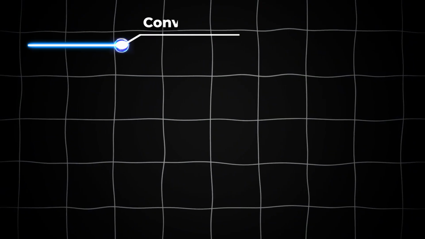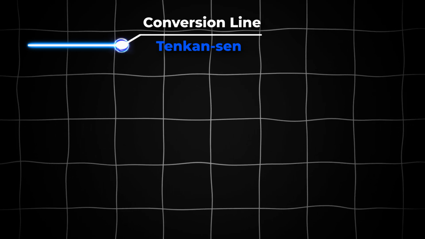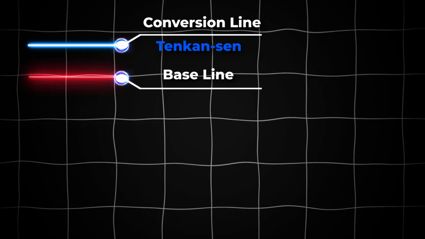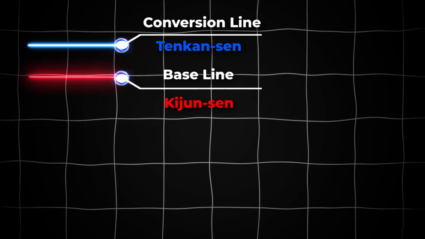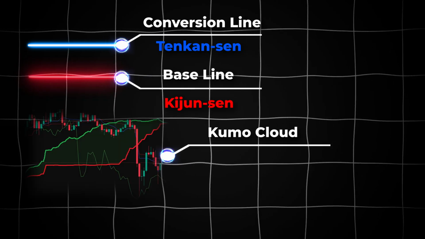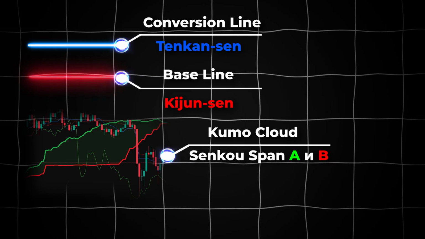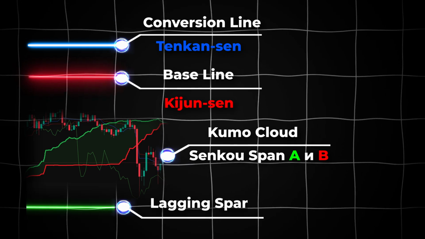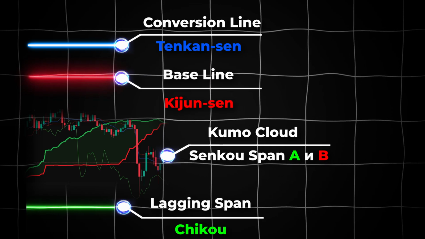The conversion line, also known as Tenkan-Sen, a fast blue line that shows short-term momentum. The baseline, also called Kijun-Sen, shown in red on the chart, a slower line that reflects the medium-term trend. The Kumo Cloud, formed by 2 lines, Senkou span A and B, which shows the trend's direction and strength. The lagging span, also known as Chikou, a green lagging line used as a filter to confirm the trend.